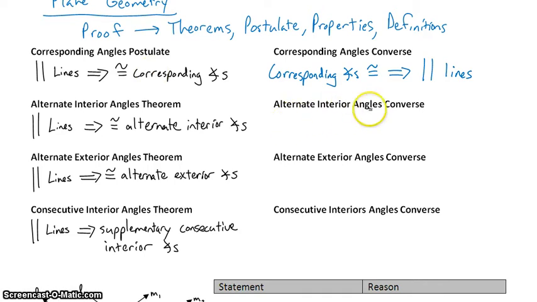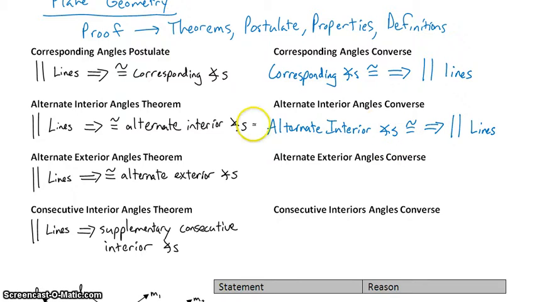The alternate interior angles converse: if I can prove that my alternate interior angles are congruent, then I can conclude that my lines are parallel. Similarly, if I can prove that my alternate exterior angles are congruent, then my lines will be parallel.